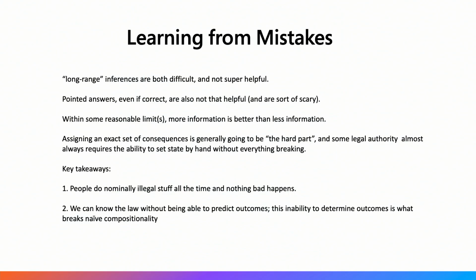So, learning from our mistakes, I'll be nice to myself and say, learning in the light of real world experience of the controlled chaos of federal litigation. A couple of things. Long range inferences, the kind that you would usually take from this very nice semantic model that you can step through the whole thing, not actually that useful.